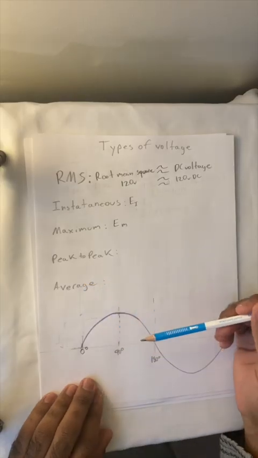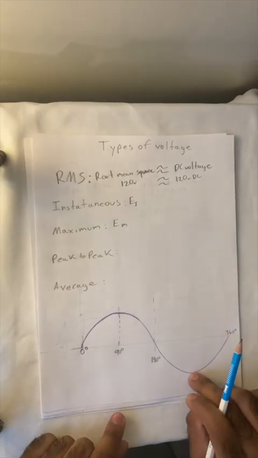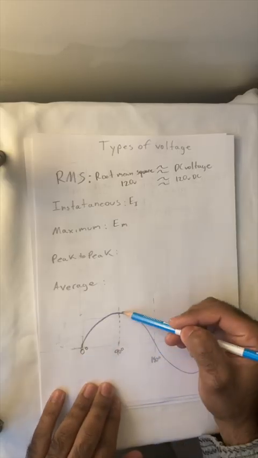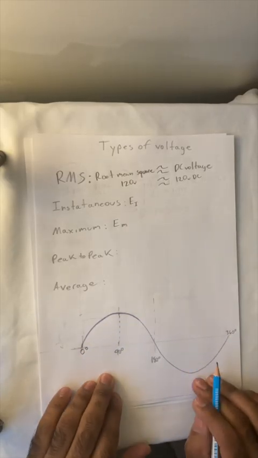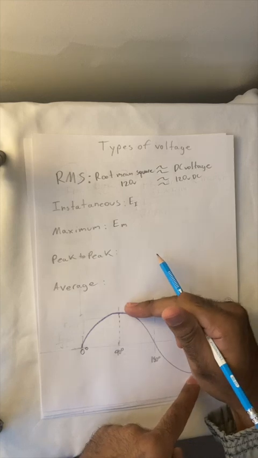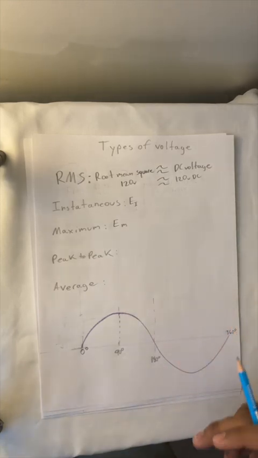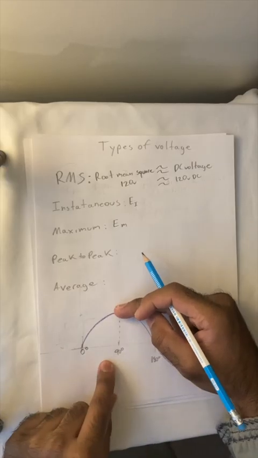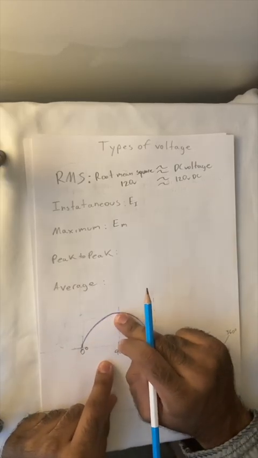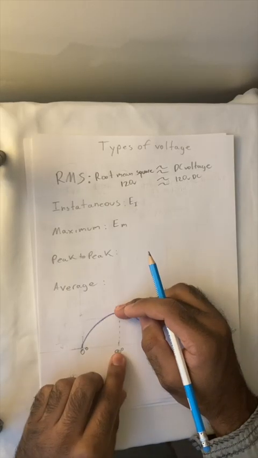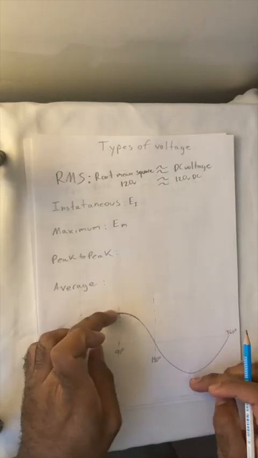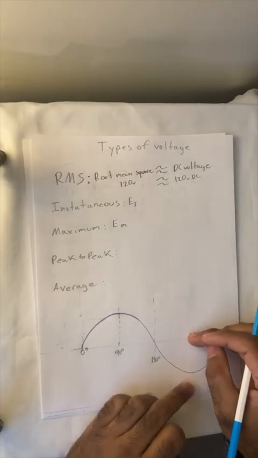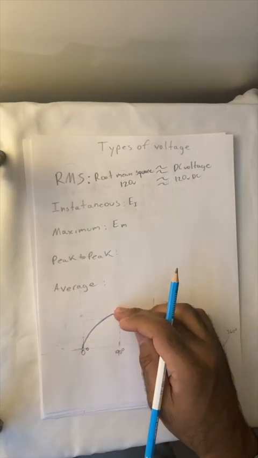Peak to peak voltage is basically the voltage from this point to this point. So this is considered a peak, and this is considered a peak. So peak to peak voltage would be the voltage from here to here. If you were to measure peak to peak voltage, say this is 100 volts and this was 100 volts, the peak to peak voltage would be 200 volts, because peak to peak voltage is basically twice the maximum voltage.